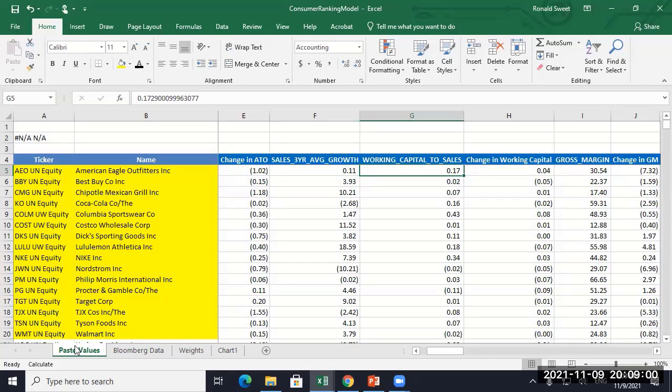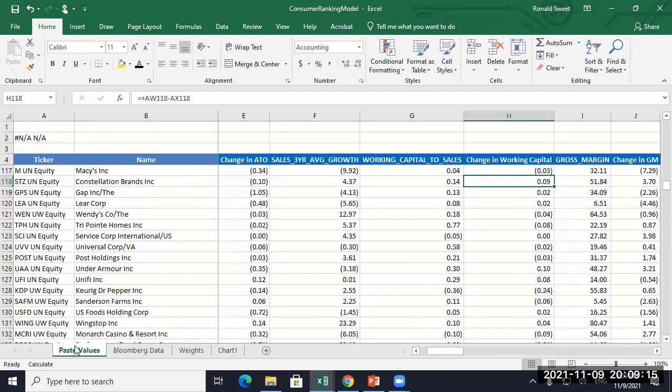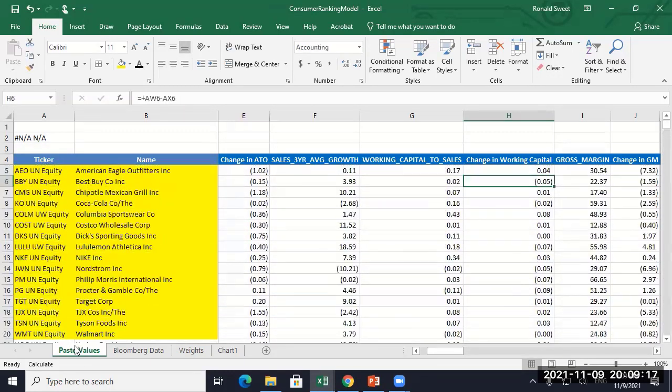I have working capital, the sales, so there's my working capital, and then I did the change in working capital. Here I wanted it to come down, right? If you had higher working capital, the lower working capital, that's good. I wanted the firms that had actually reduced. You can see it's pretty mixed all the way throughout.